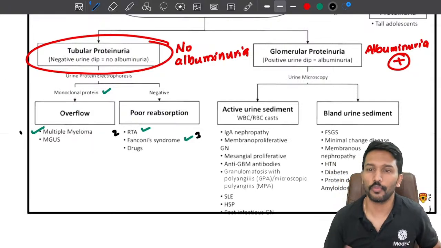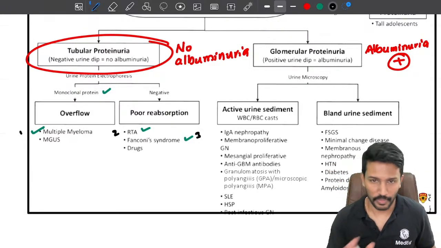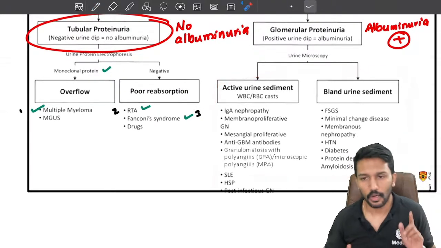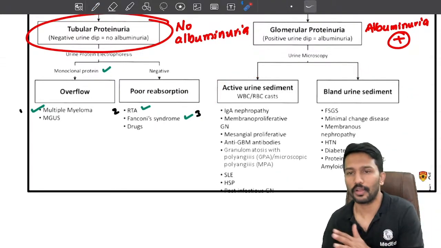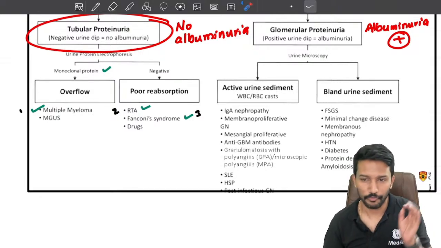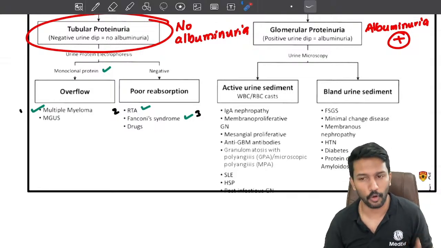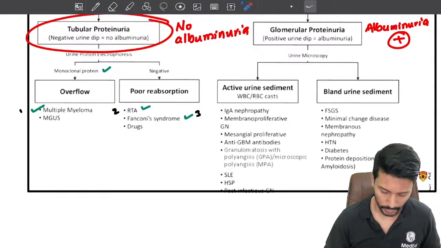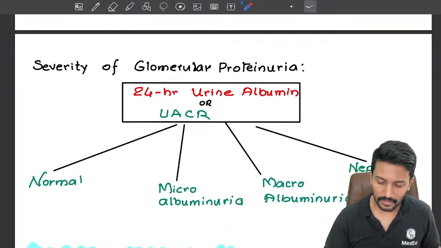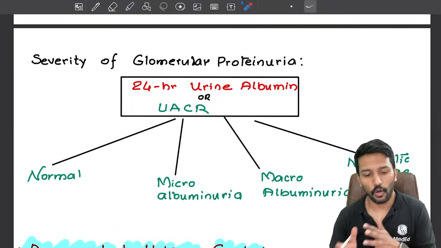Number 2, for the glomerular proteinuria, there are plenty of causes, and I will address this in tomorrow's session with a table, on how to differentiate between different glomerular disorders. For now, just remember that if you have albumin in urine, the problem is in the glomerulus. If you don't have albumin but still have protein, then the problem is in the tubules.